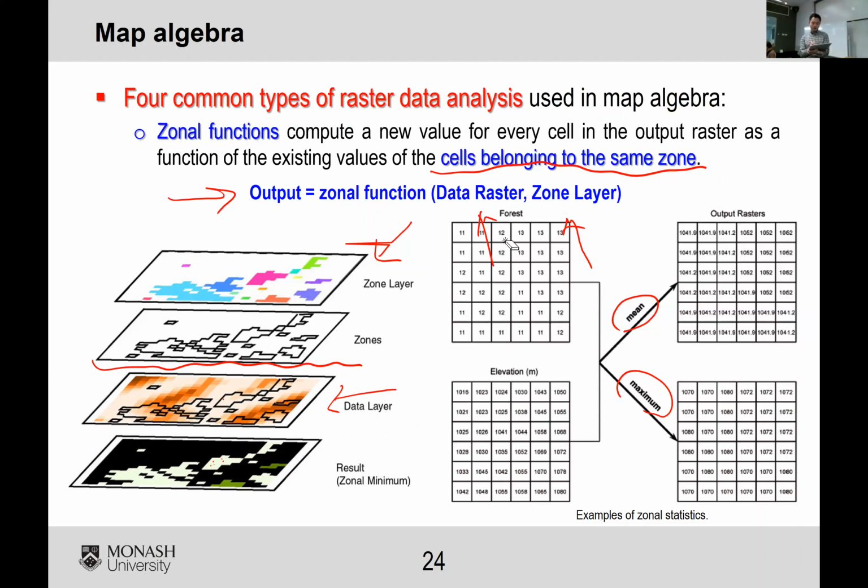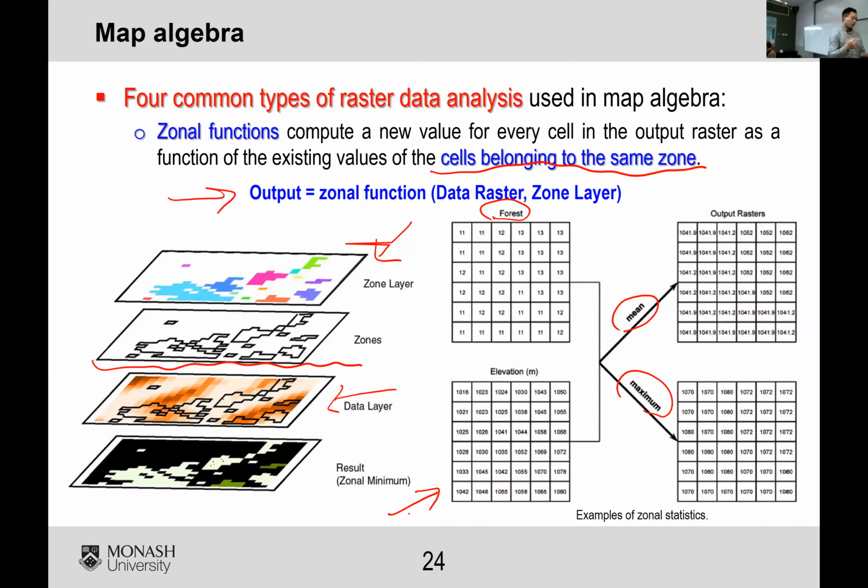So here is one example for you to better understand this. So we have the forest raster. This is the zone layer. So 11, 12, 13 represent different types of forest. And we have the elevation layer, which is the data layer.